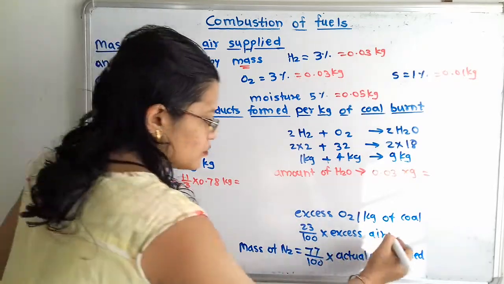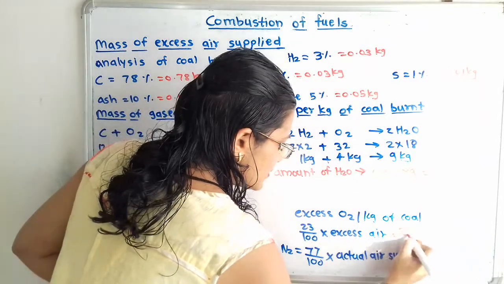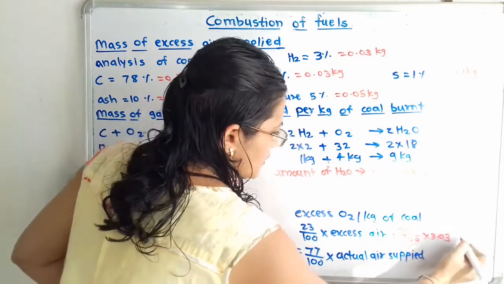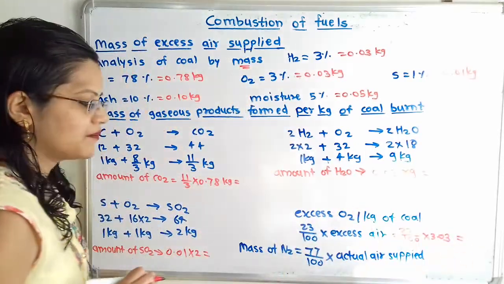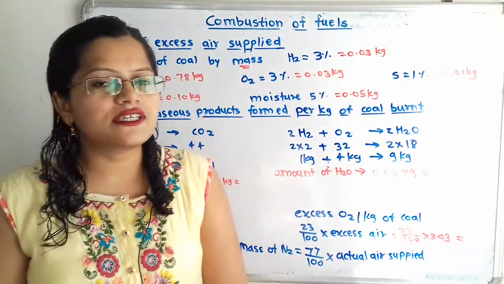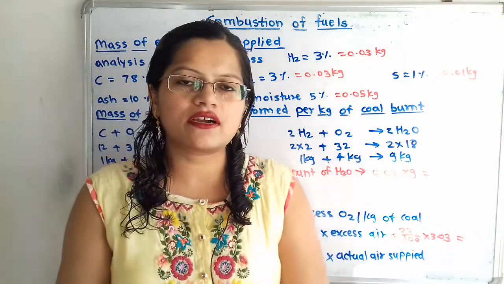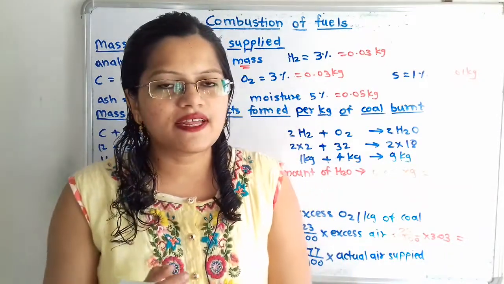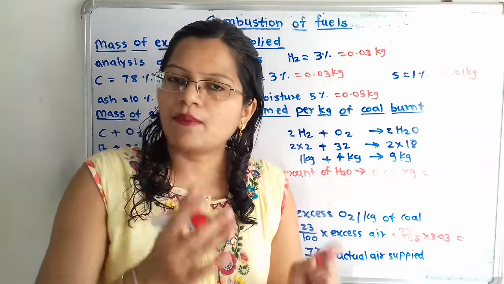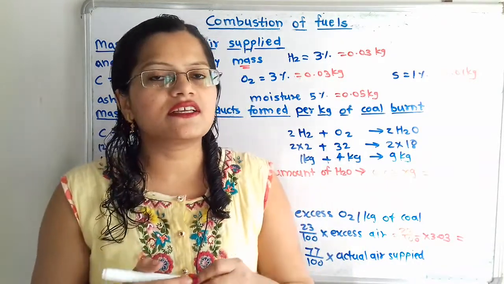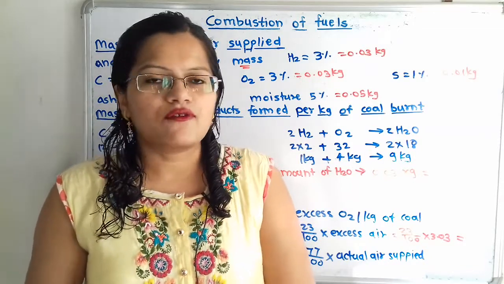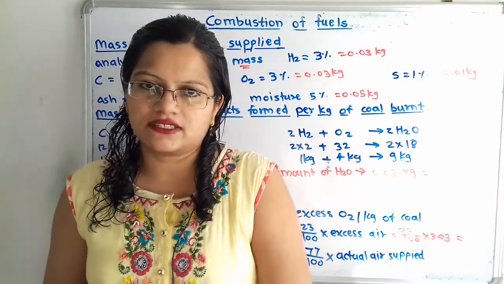So which is equal to 23 by 100 multiplied by 3.03 kilogram. So we have to calculate this. Then mass of nitrogen. This nitrogen is present in the theoretical amount of air as well as excess air supplied. That is, we can say that this amount of nitrogen is present in the total air supply, and this will be found in the flue gases as it is.